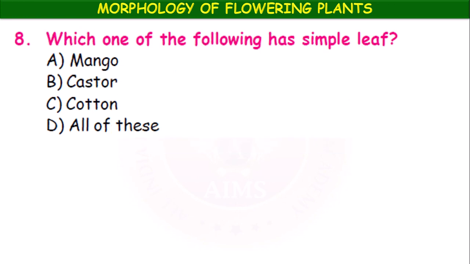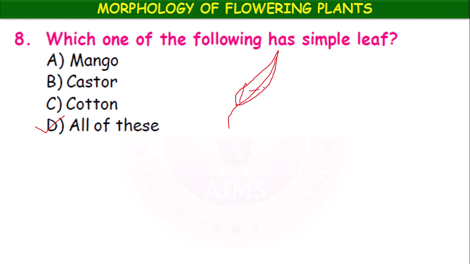Which one of the following has a simple leaf? Mango, castor, cotton. All of these. A simple leaf is a leaf with only a single petiole, a single stalk, like this.